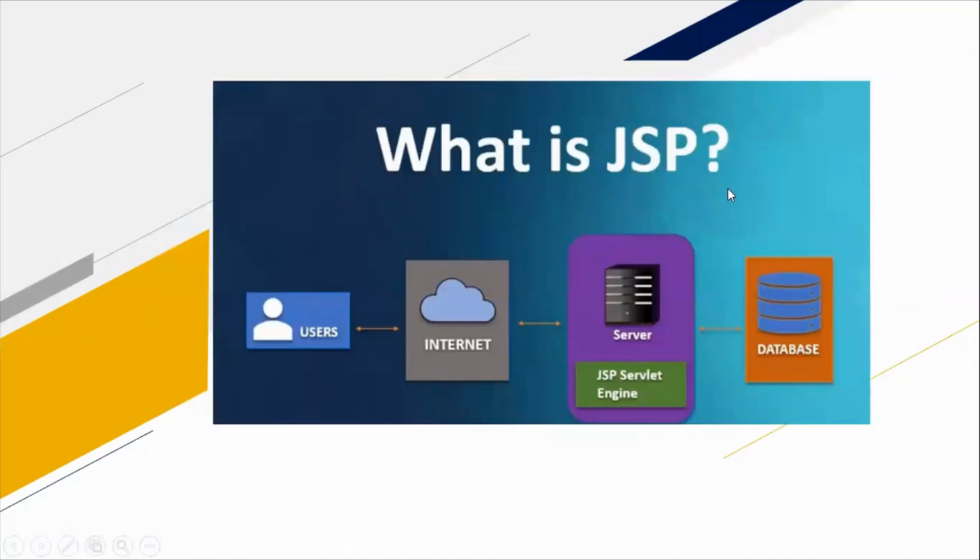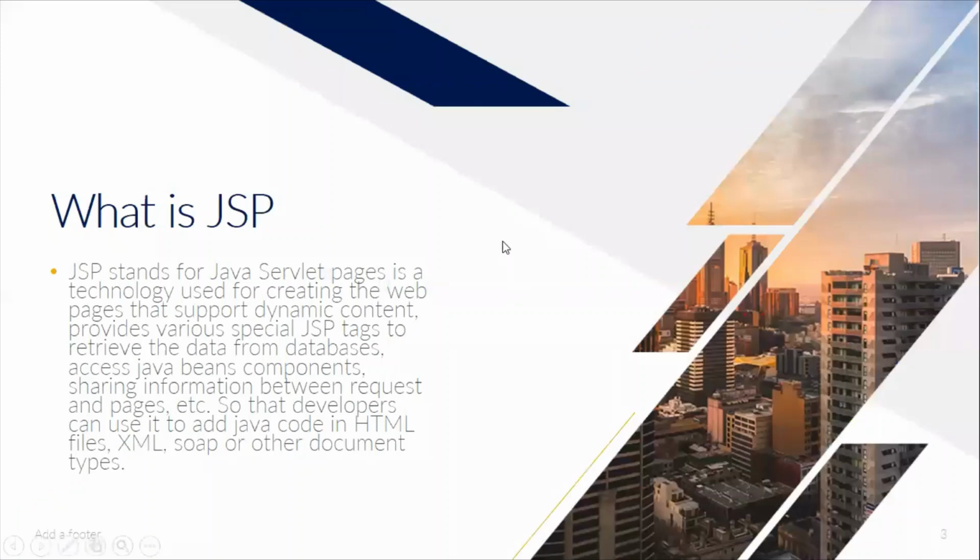So the first thing is, what is JSP? JSP stands for Java Server Pages. It is a technology used for creating web pages that support dynamic content, and provides various special JSP tags to retrieve data from databases, access Java Beans components, and share information between requests and pages, so that developers can use it to add Java code, HTML files, XML, SOAP, and other document types. So this is the main idea of JSP.